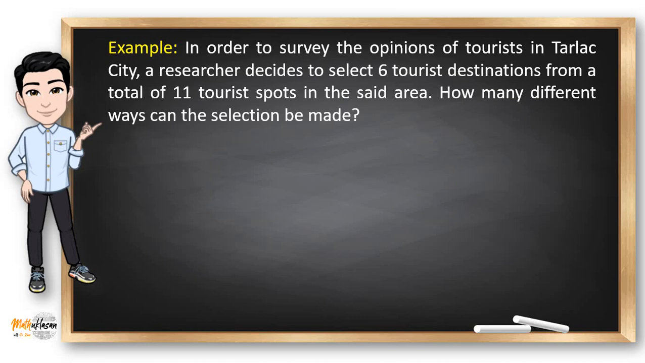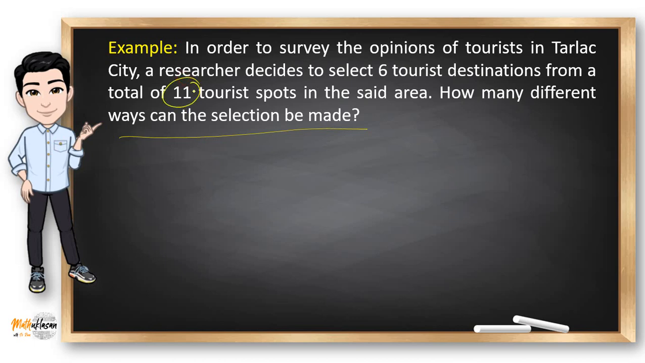Okay? So in this example, selecting 6 tourist spots from 11 won't matter, right? The arrangement won't matter because it is not stated in the problem that the arrangement of going to these tourist spots is important. So it doesn't matter if you went to the first destination first instead of the second. So here in this problem, the way we go to a specific tourist spot won't affect our sampling. So this is a combination problem.